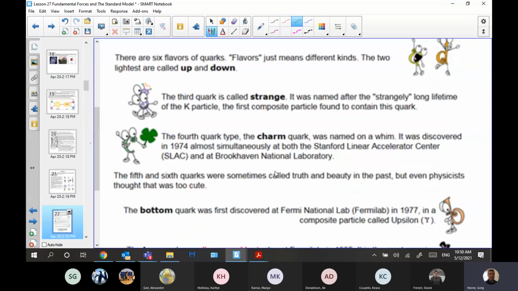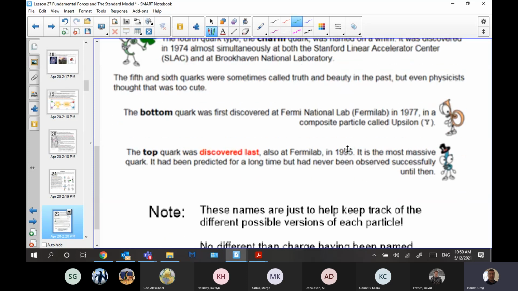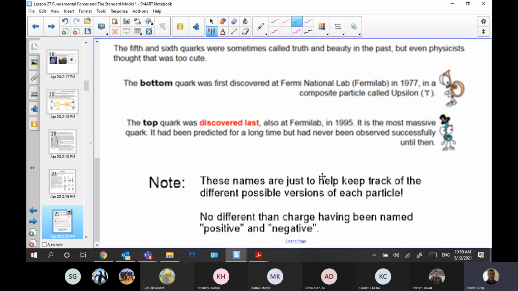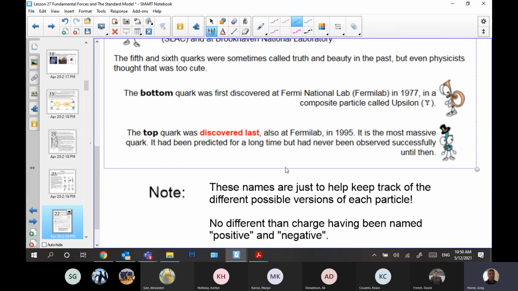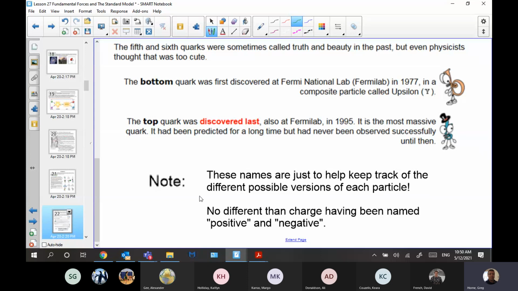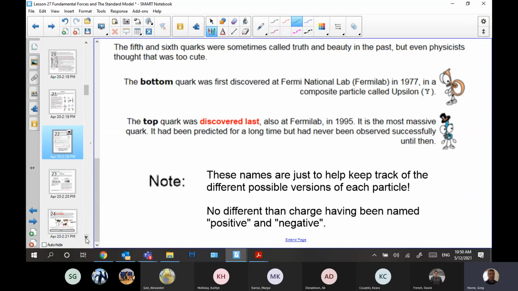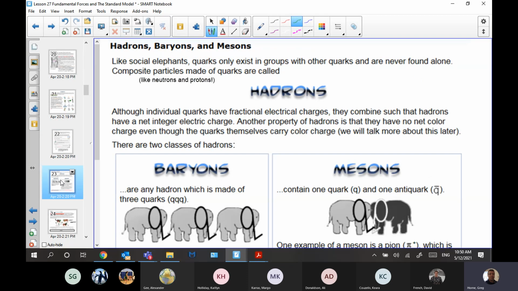How they get their names. This is what I was talking about, how there's different flavors and different types in order to describe different properties. So it's not really fun, and I don't need to spend much time on this. It just has history about when the bottom quark was discovered and the top quark was discovered and so on. But why is this all blurry? Page was blurry, now it's not. Anyways, basically just different names to help keep track of what happens, as I alluded to on the other page, same as having charge being positive or negative.